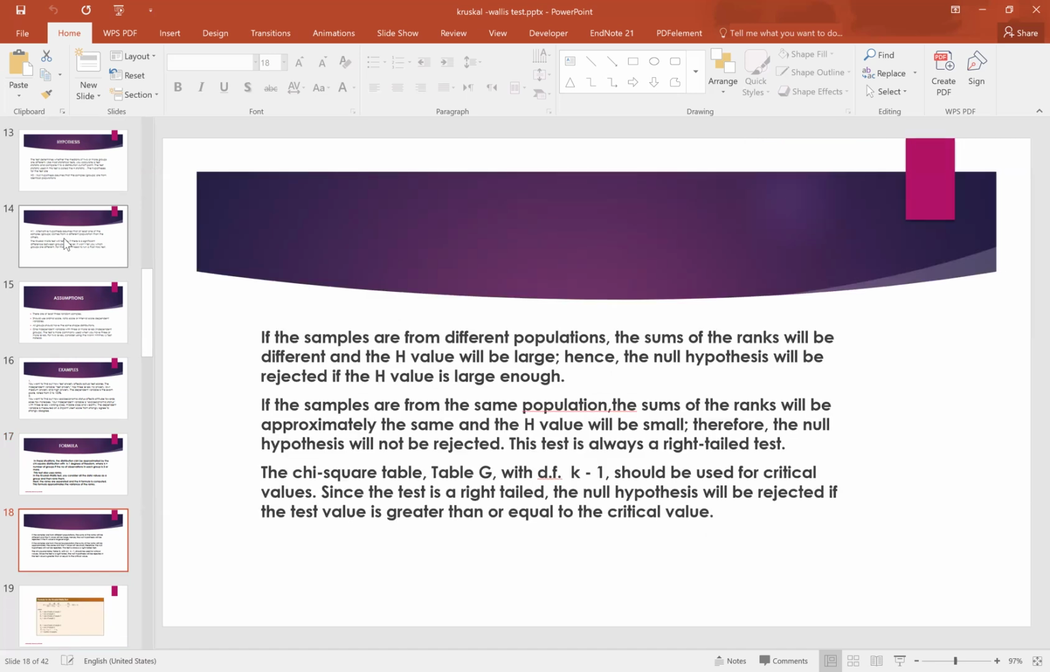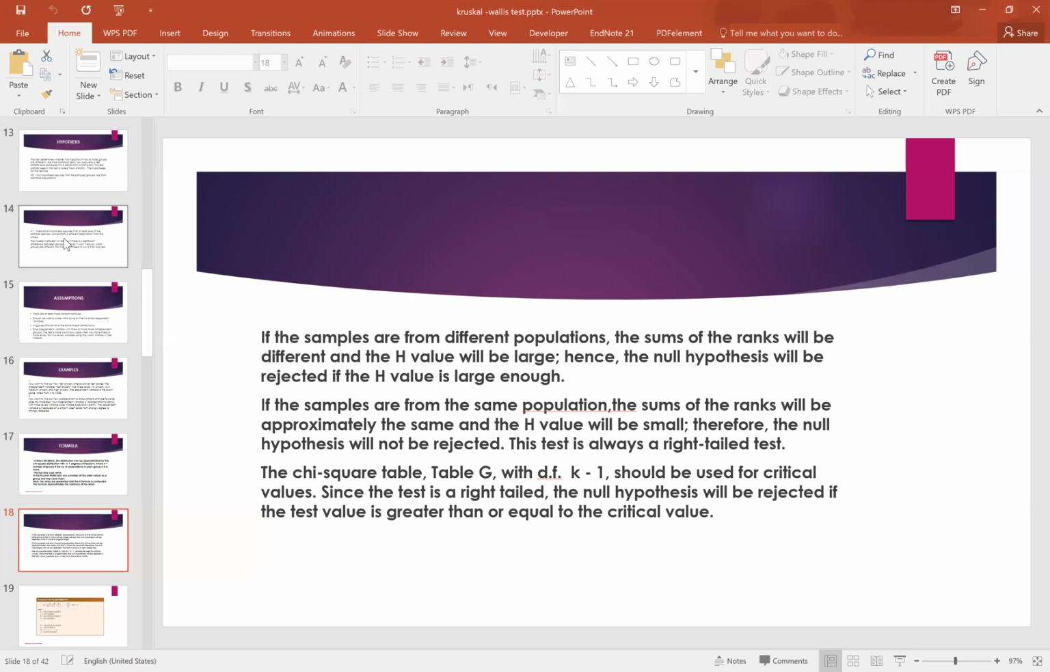If the samples are from different populations, the sums of the ranks will be different and the H value will be large. Hence, the null hypothesis will be rejected if the H value is large enough. If the samples are from the same population, the sums of the ranks will be approximately the same and the H value will be small. Therefore, the null hypothesis will not be rejected. The test is always a right-tail test.